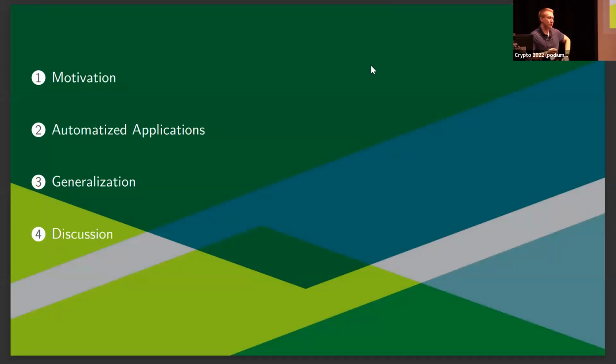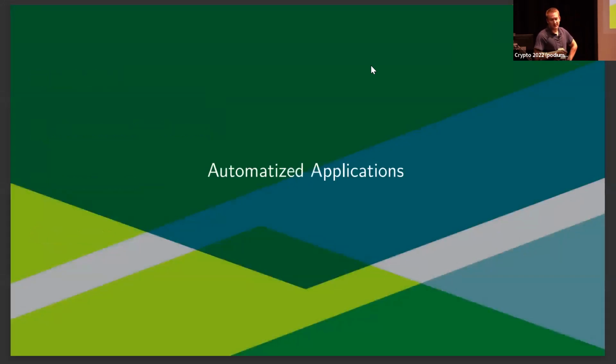And now we have two contributions. The first is an automatic way to find new applications. That means essentially to find these periodic functions for other constructions. And then our second contribution is a negative result on potential generalizations of Simon's algorithm. Okay, so let's start with the automated applications.